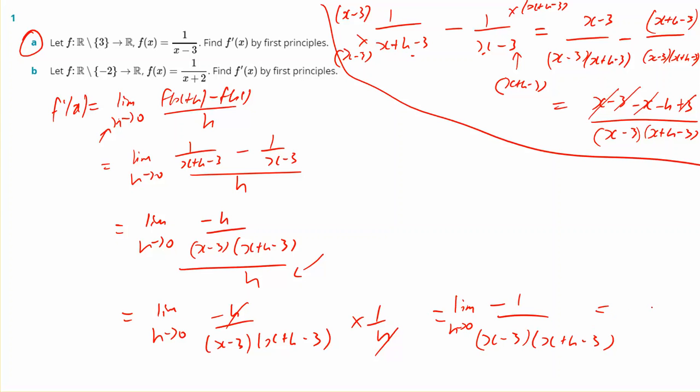Finally, sub in h equals 0. So you're left with negative 1 over, well, the h disappears. You've got x minus 3 times x minus 3, which is x minus 3 squared. So hopefully it helps. The only hard part is really the fraction manipulation. If you can deal with that, then these are pretty straightforward. So I'll let you do B on your own.